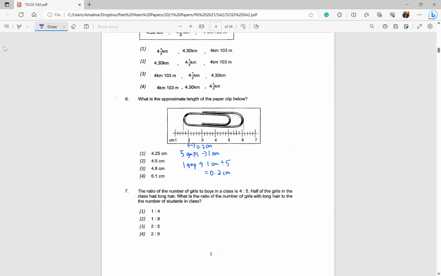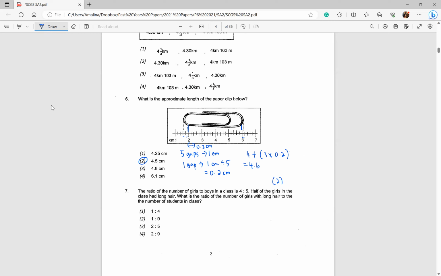Now you want to find the length of this paper clip. Let's look at the whole number first. From 2 to 6 is 4 cm. I need to add how many gaps? 1 gap, 2 gaps, and 3 gaps. So plus 3 times 0.2. So I get 4.6, which means that the answer for question 6 is option number 2.